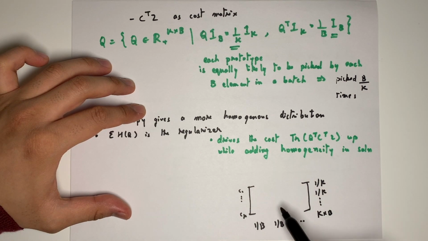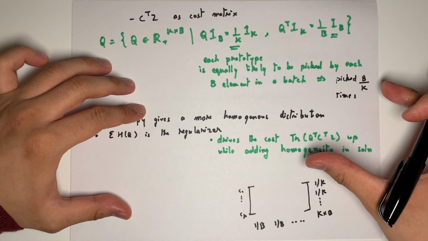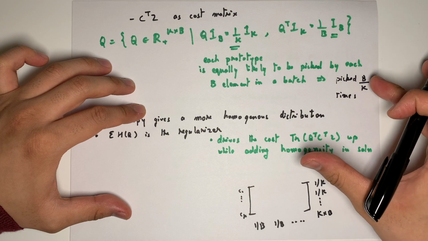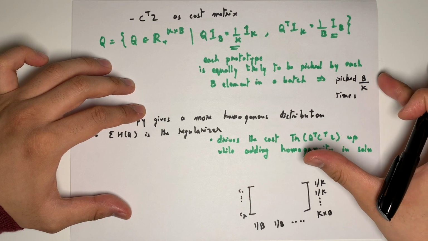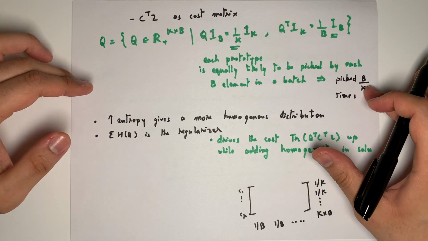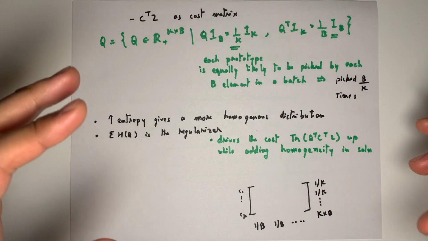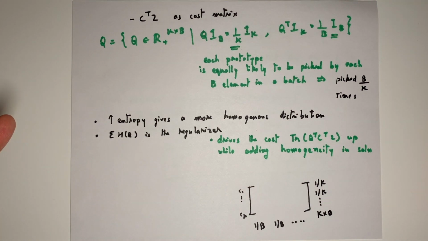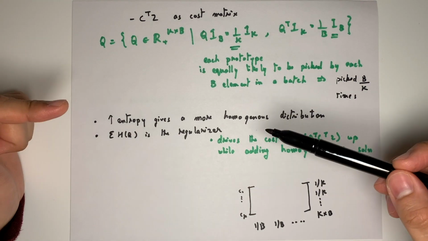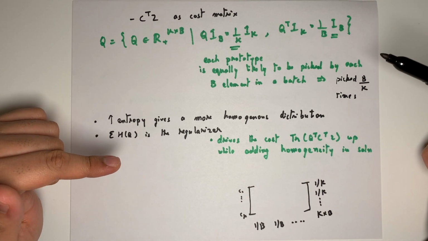And the same thing applies over the batch. So both these constraints equate to the fact that each prototype is picked B by K times in a batch of size B with K prototypes. And with this ratio, you can see that this is a homogeneous selection of prototypes and thus a more homogeneous Q matrix, basically. And that is how it synchronizes with the regularization term in the previous equation.